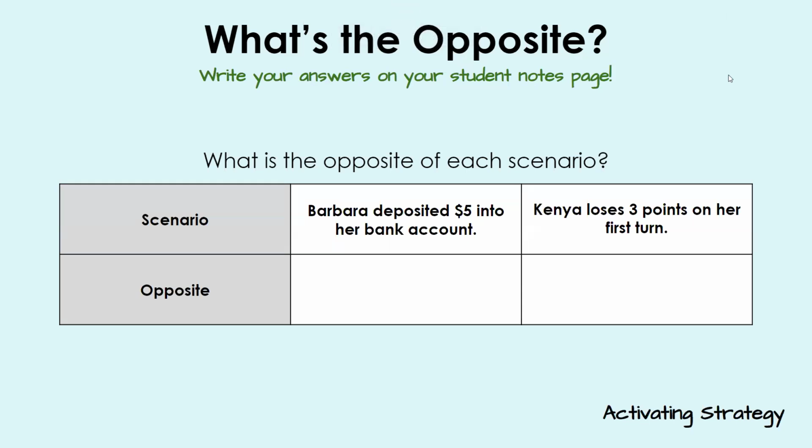What's the opposite? Write your answers on your student notes page. So what is the opposite of each scenario? The first scenario says Barbara deposited $5 into her bank account. What would be the opposite of that? Second scenario, Kenya loses 3 points on her first turn. What would be the opposite?